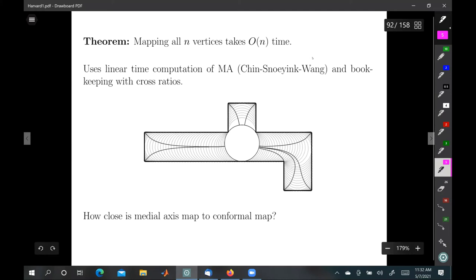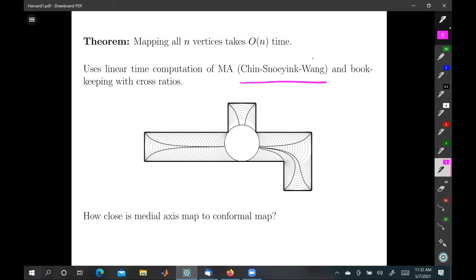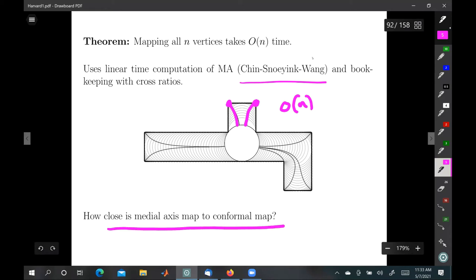So according to the Chin Soyang Yang theorem, we can compute the medial axis in linear time. And then it turns out all n of these images can also be computed in time O of n. There's a little bookkeeping you have to do with cross ratios, but this mapping, given the polygon, is an O of n computation, and I've actually written code myself to do this, so it's not impossible to do. The question is, my claim is that this is close to the conformal mapping, and how close is that?